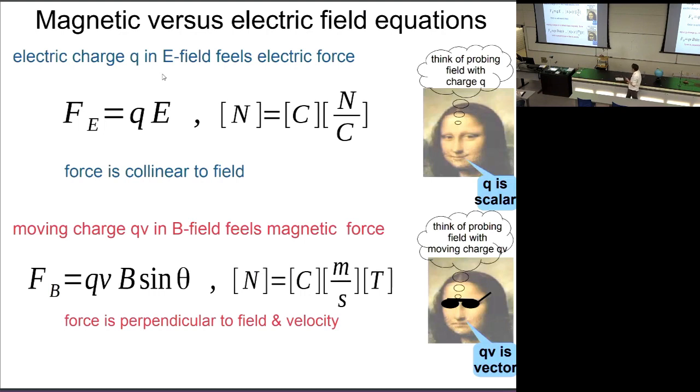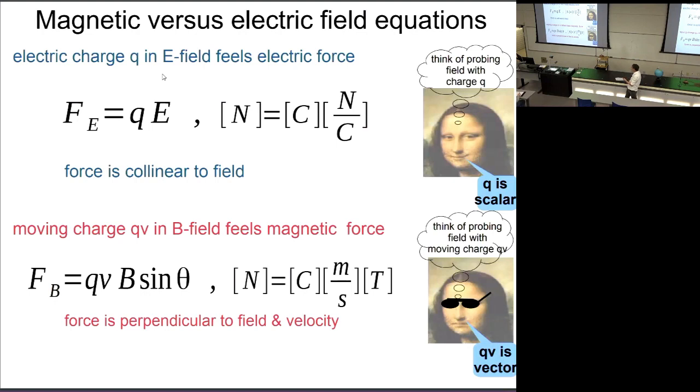So, on this slide, I'm comparing the magnetic and electric field equations. The electric field equation is upstairs, the magnetic field equation is downstairs. So we're comparing the top, something we already know, with the bottom, this is the new person. So here's the electrical field equation, and I've just written it in terms of symbols, and I've written out its units. It's that the electrical force is equal to the product of the charge and the electrical field.